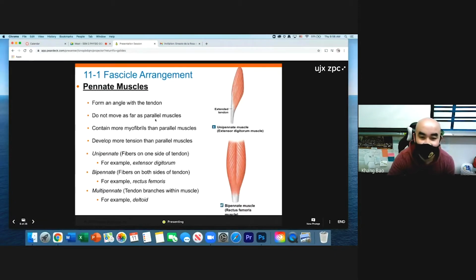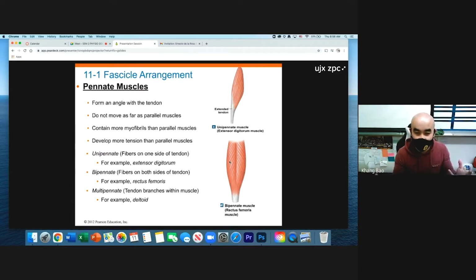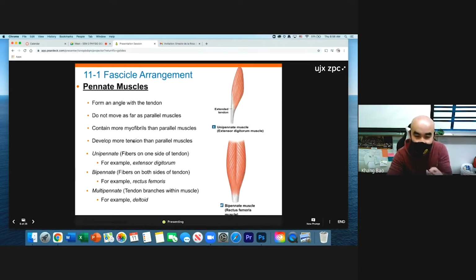They do not move as far as parallel muscle. So they are restricted with their movement. They contain more myofibrils than parallel muscle. That means they contain more of these filaments. So that means they develop more tension. That means they are used more for harder workload, right? Heavier workload, because they have more myofibrils. So that means they create more force, more tension.